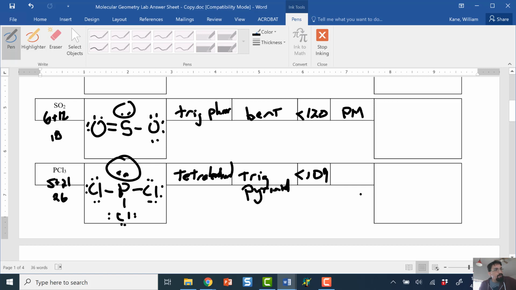Now, is this going to be a polar molecule? Phosphorus to chlorine, that's 2.1 minus 3.0, that's 0.9. That's definitely a polar molecule. So, sorry, those are definitely polar bonds. Since there's 3 of them with the 1 lone pair, yes, it's going to be a polar molecule.